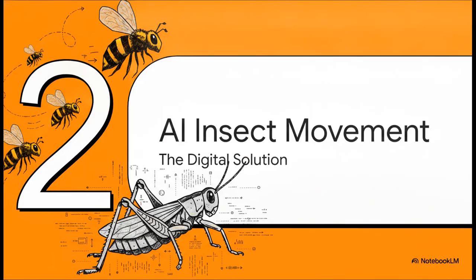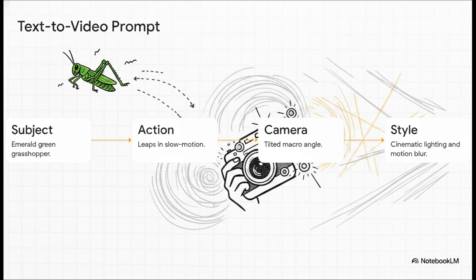Moving on to Part 2, generating AI insect movement, the digital solution. In our source material, analysts ran this fascinating, highly specific Cyber-B test across over 50 different AI video models. They wanted to see which algorithms could actually handle fast-moving insect physics without the whole image just breaking apart. Well, we're going to take those exact lessons and apply them to our grasshopper.